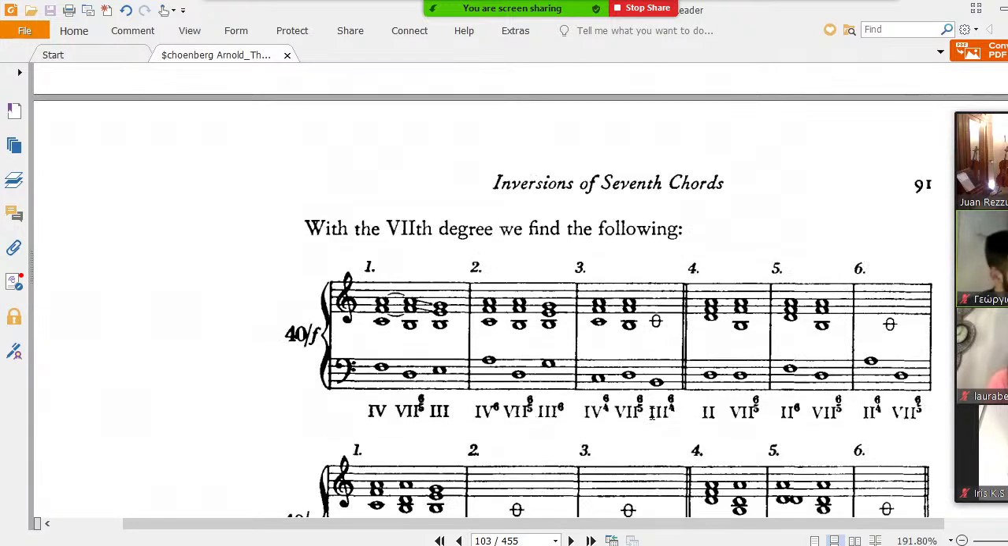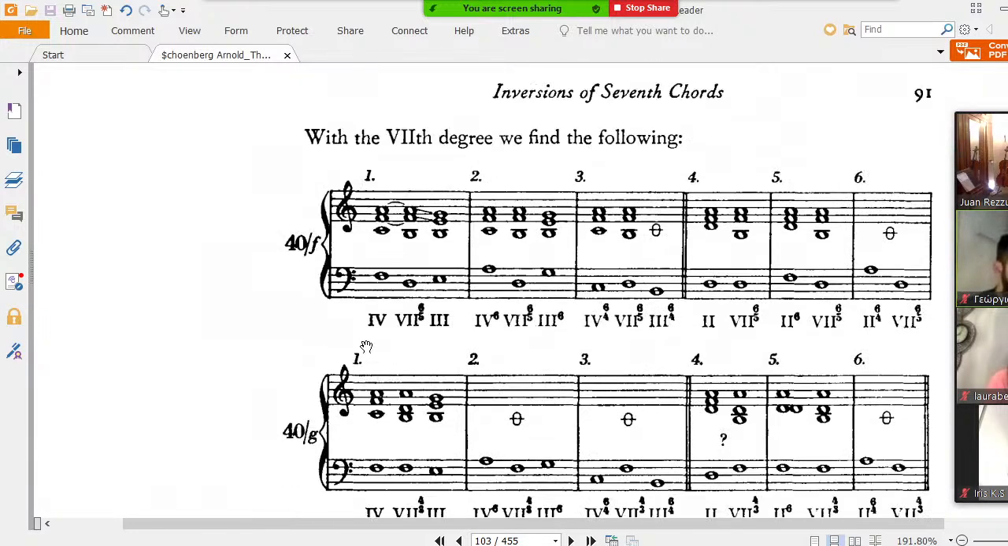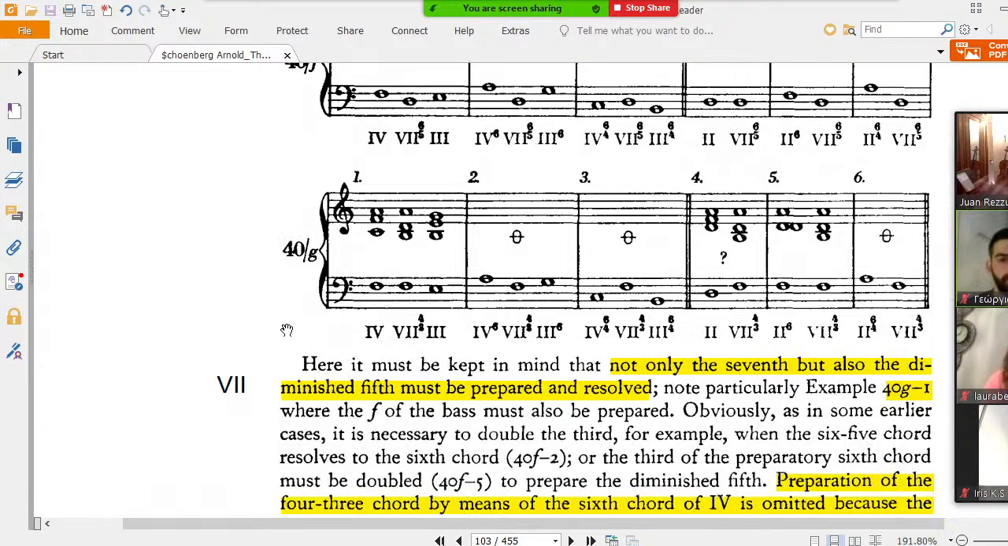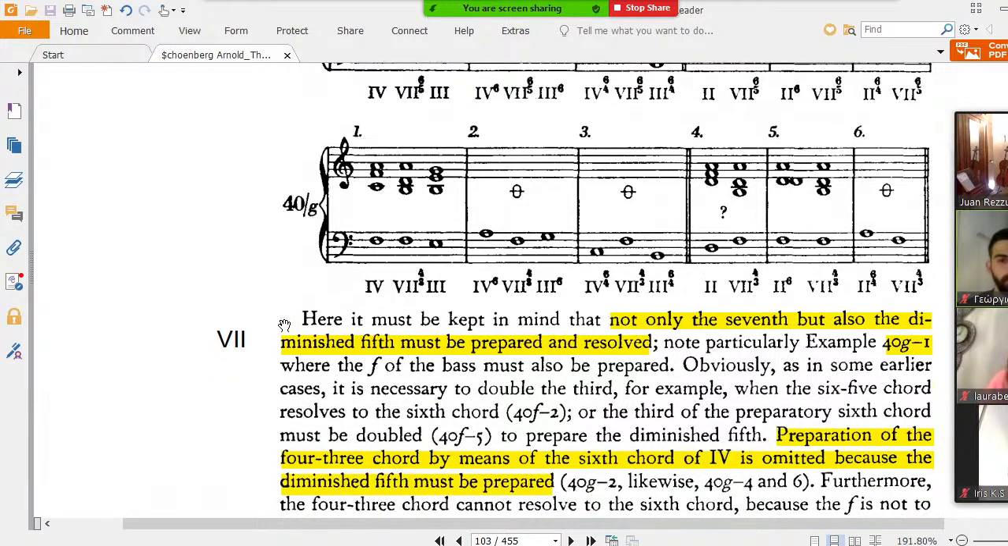Okay, look. There are a lot of examples. You can see them all, but we are just picking certain things that are useful.